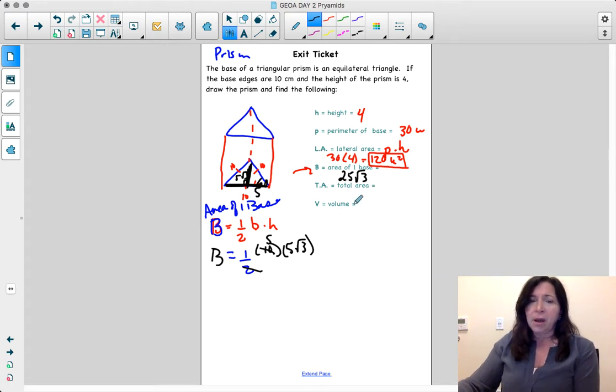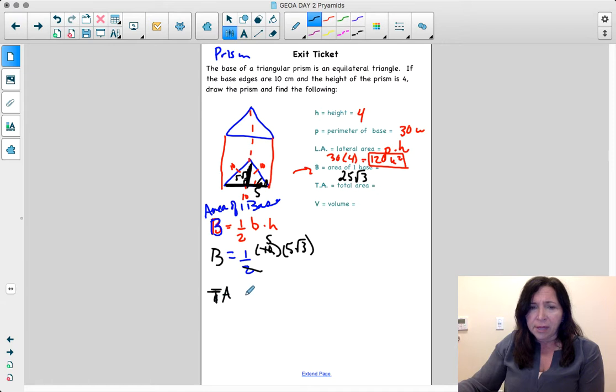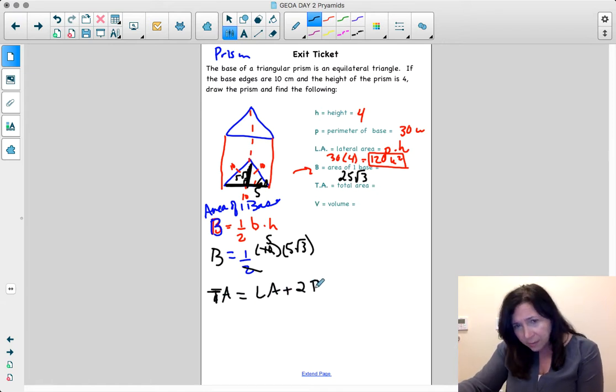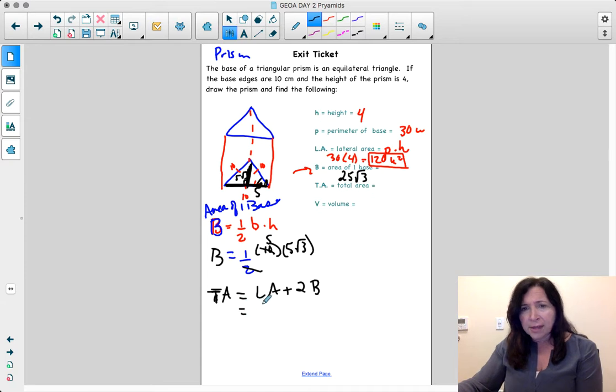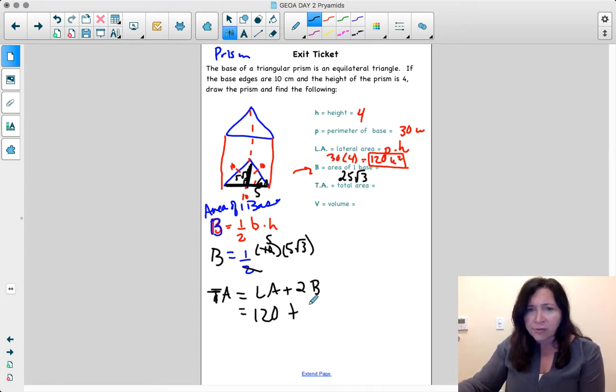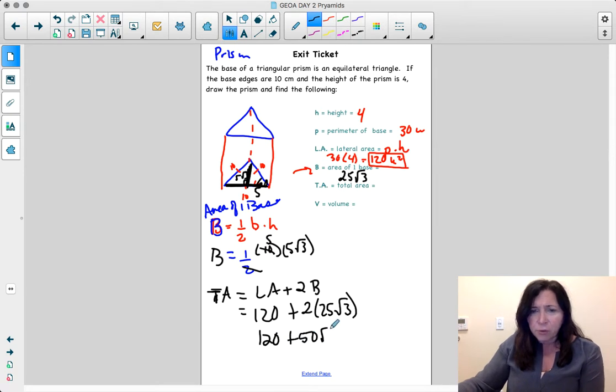But keep in mind, the total area is the lateral area plus 2 base areas. So my lateral area is 120 units squared plus 2 base areas, 25√3. So that's 120 units squared plus 50√3 units squared. And so that's how I rewrite our total area.